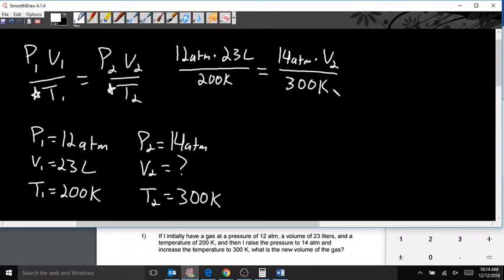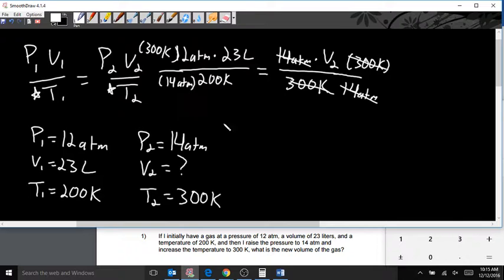All right, so right now we have V2 being divided by 300 Kelvin. So the first step is to get rid of this. The opposite of divided by 300 Kelvin is to times by 300 Kelvin. And what you do to one side, you do to the other. All right, so now I have V2 times 14 atmospheres. So I'm going to have to do the opposite of that, which is dividing by 14 atmospheres. And what you do to one side, you do to the other. All right, so now I have V2 by itself.